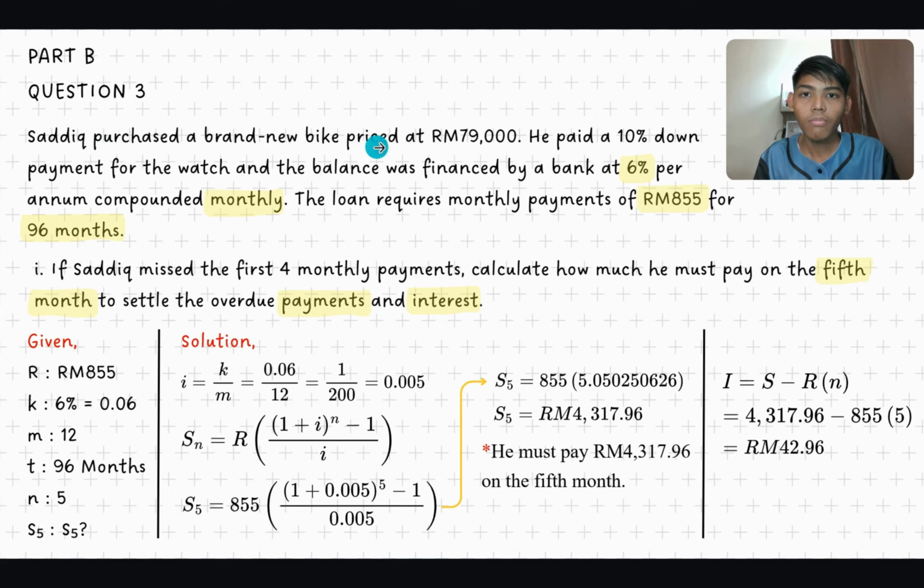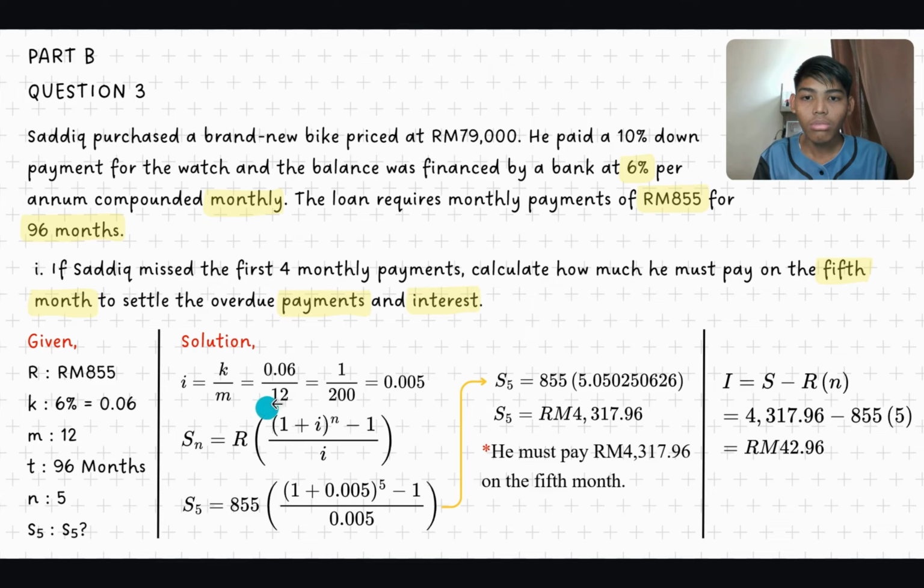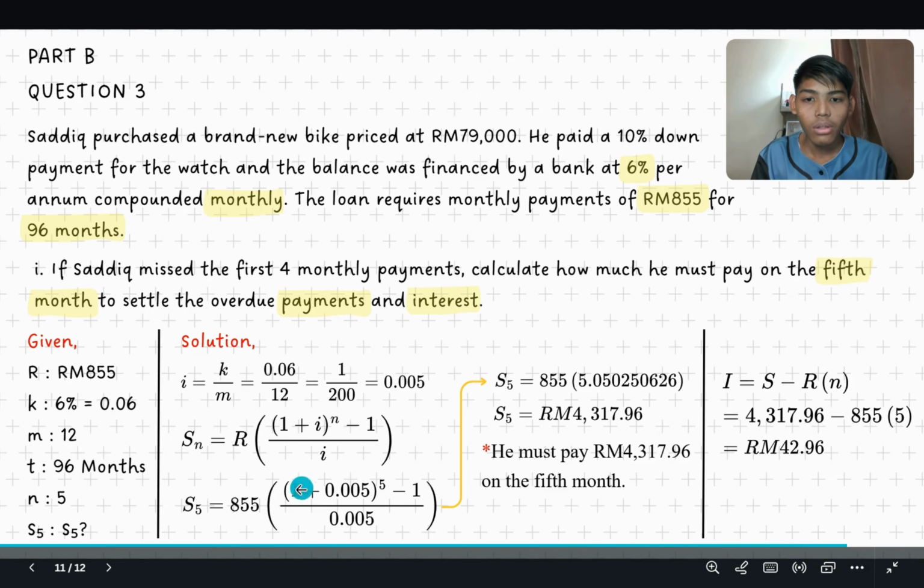Sadiq purchased a brand new bike priced at 79,000. He paid a 10% down payment, and the balance was financed by a bank at 6% per annum compounded monthly. The loan requires a monthly payment of 855 for 96 months. If Sadiq missed the first 4 monthly payments, calculate how much he must pay in the 5th month to settle the overdue payments and interest. So the first thing, we need to separate all the information given. For the solution, to find I, we need to divide K by M. So the answer we will get is 0.005 or 1 per 200. This is the formula we need to use in this question.